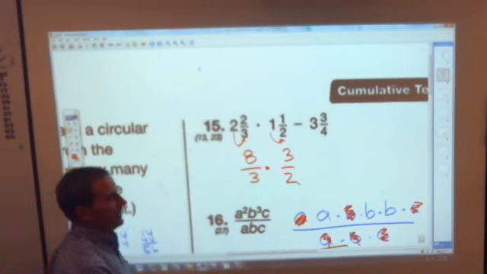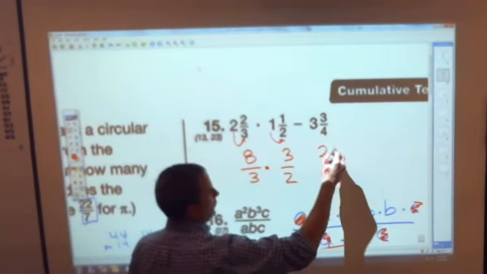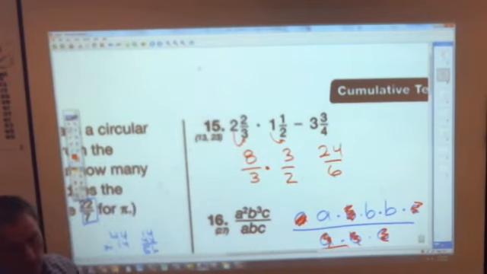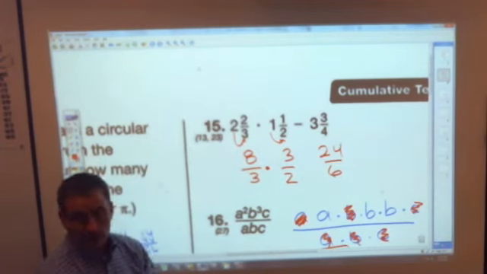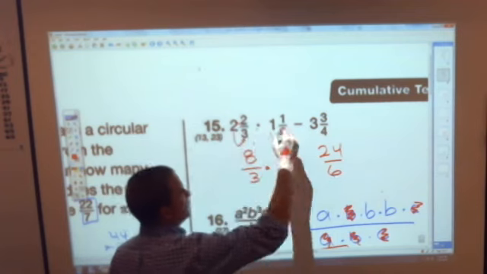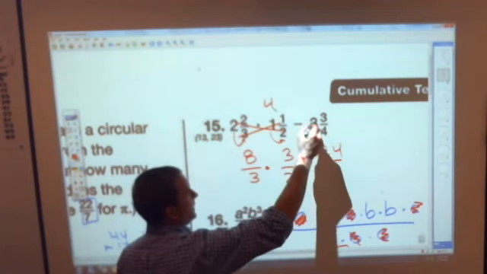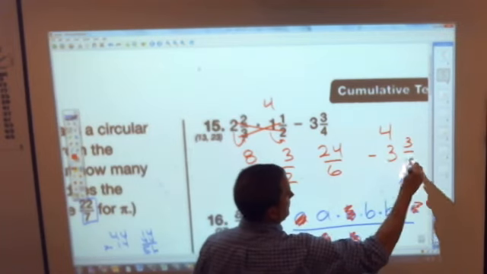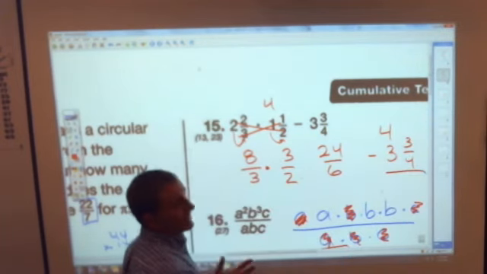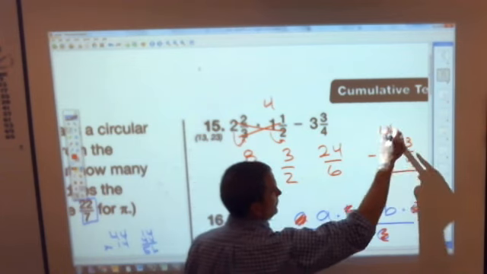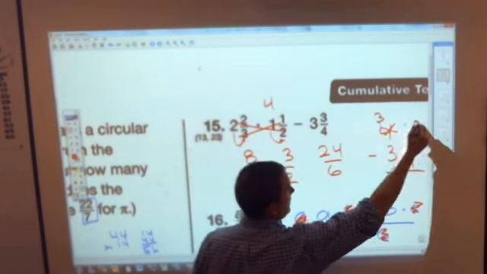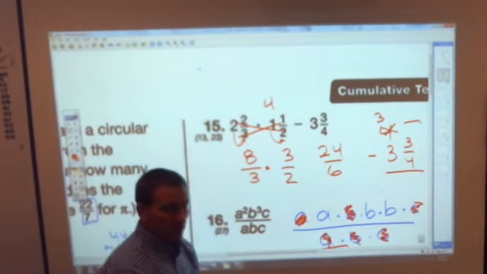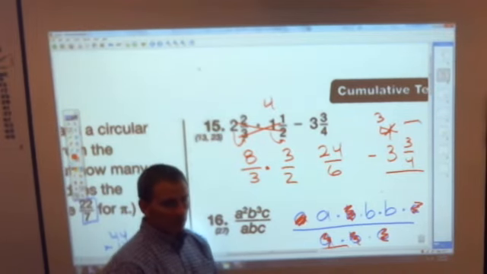What do you get if you multiply that out? You get 24 over 6. And what is 24 over 6 reduced to? How many times does 6 go into 24? 4. This whole thing becomes 4. I just have to subtract 3 3/4 from it, which means I have to borrow because I cannot take 3/4 from nothing. This becomes 3. What fraction equal to 1 do I put over there to match up so I can do easy subtraction?